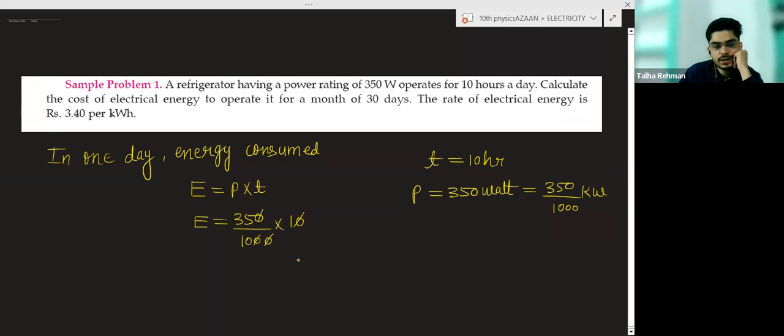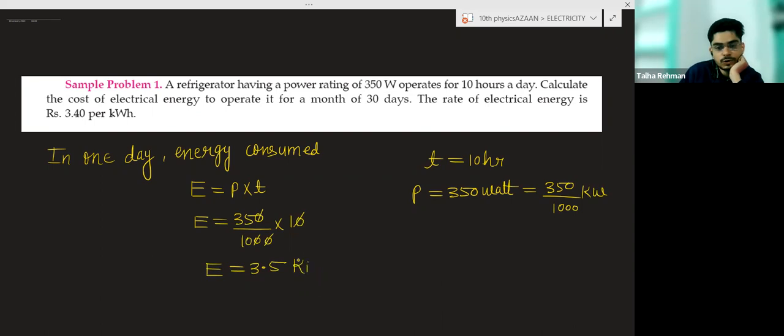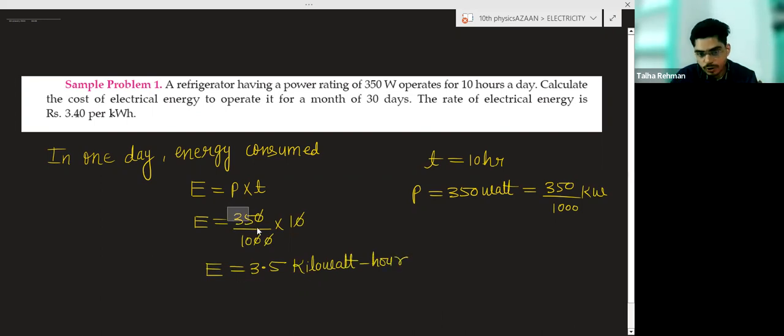What is the kilowatt hour energy? Means in 1 day, the refrigerator is consuming 3.5 kilowatt hour energy, because this is kilowatt, this is hour.